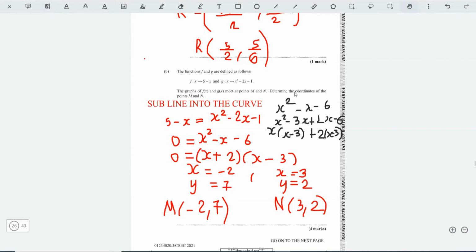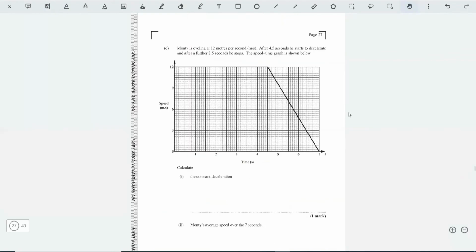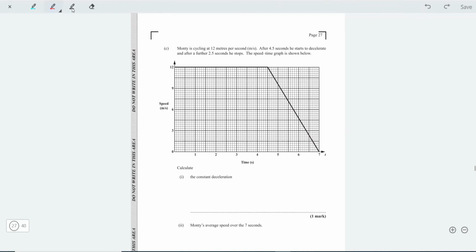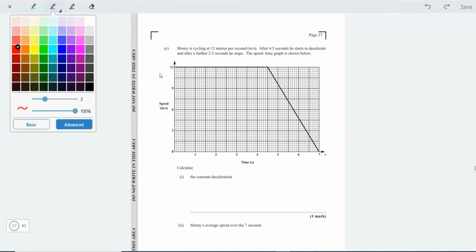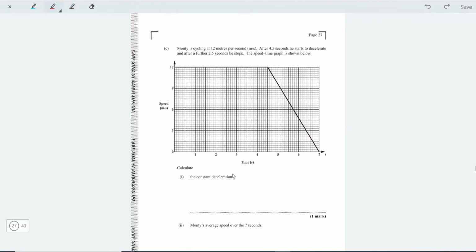Next part now. Say Monty is cycling at 12 meters per second. After 4.5 seconds, he starts to decelerate, and after a further 2.5 seconds, he stops. The speed-time graph is shown below. It asks us to calculate the constant deceleration.